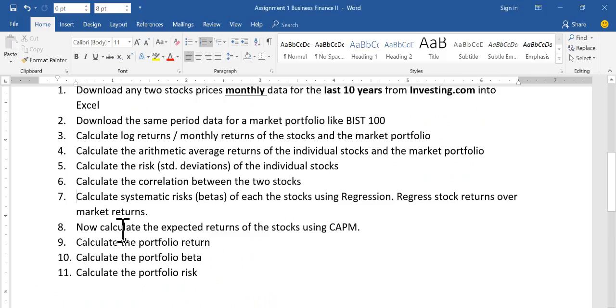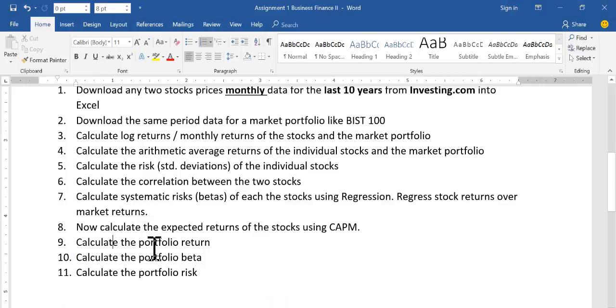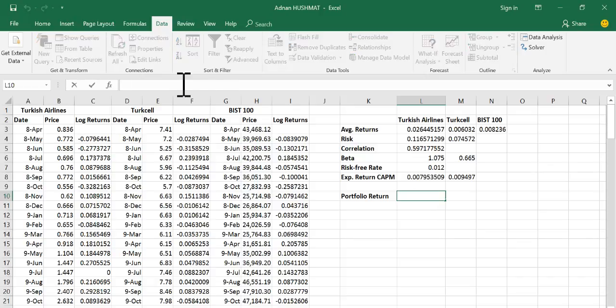Okay, so let's continue. So we calculated the expected returns of the stocks using CAPM. Okay, so we are done with this one. So the CAPM expected returns are here. Now calculate the portfolio returns. The portfolio return is equal to the weighted average return of the individual stocks. So you can use this as a portfolio return.